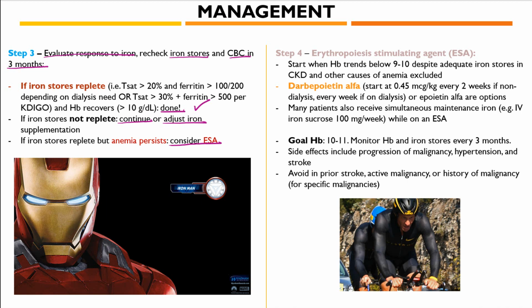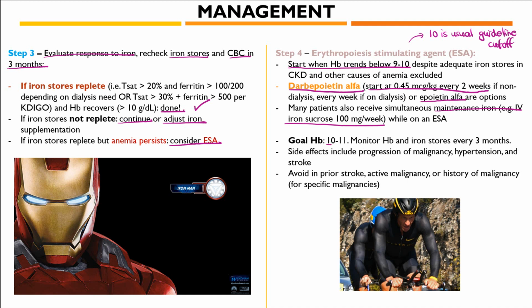And that's our step 4. We start an ESA if the hemoglobin drops below 10 despite adequate iron stores and no other causes of anemia present. Darbepoetin alpha at the dose I've written or epoetin alpha are good agents for this. Many nephrologists also add maintenance iron supplementation while patients are on ESA just to keep their iron stores continuously adequate.